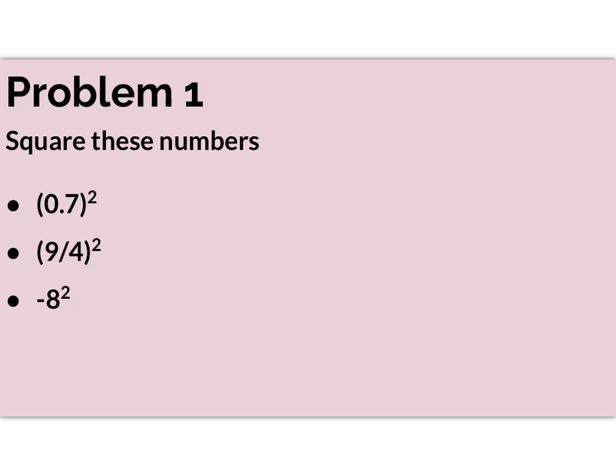Okay, solving the problems. 0.7 times 0.7. We know 7 squared is 49, so let's just write it out. 0.7 times 0.7 gives us 0.49, because I have two numbers behind the decimal place.